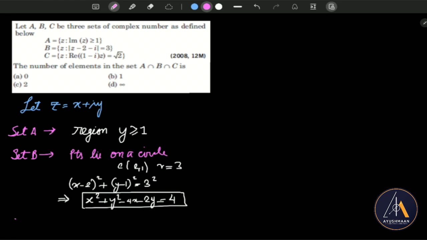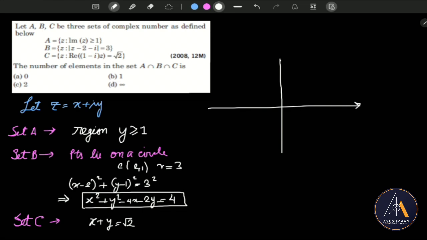Now set C. This set says real part of (1 minus i) into Z equals root 2. So this set represents the line x plus y equals root 2. So points lying on this line. Now if we draw the graph and put the points, we will get a graph like this.